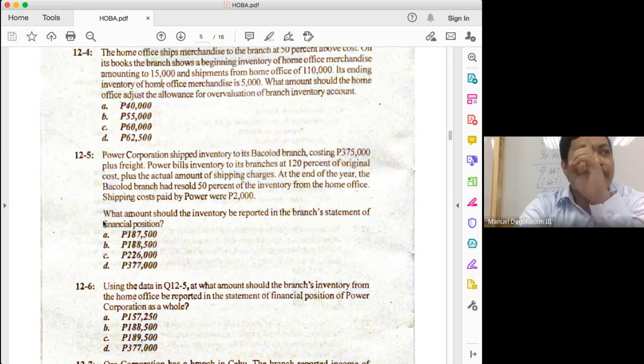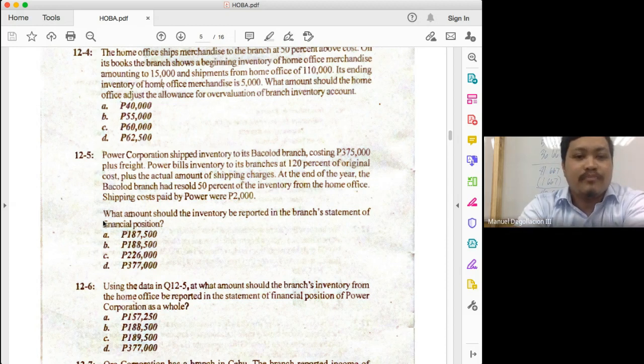Okay, so if the problem said, class, the branch was able to resell 70%, what does that mean? What percentage are we going to use to solve for the questions in this problem? We would be using 30%. Because it's the unsold portion that will form part of your ending inventory.